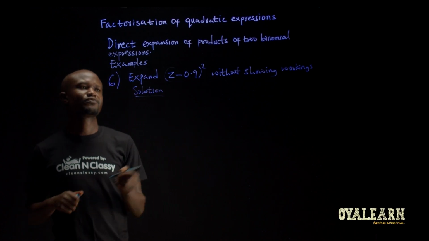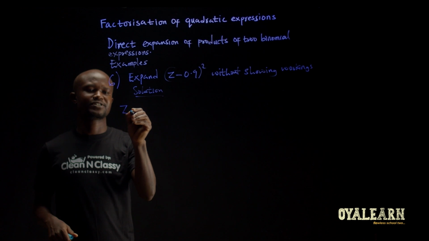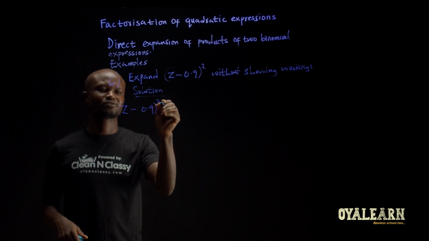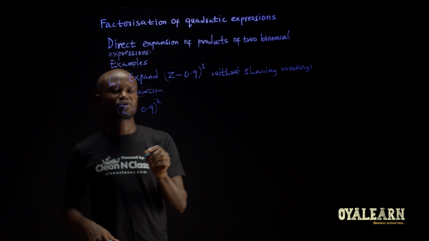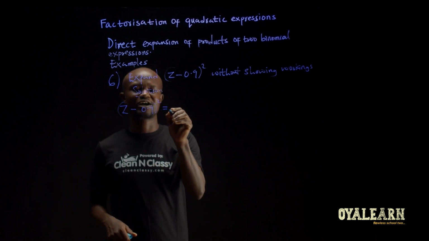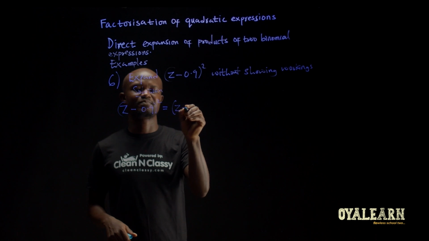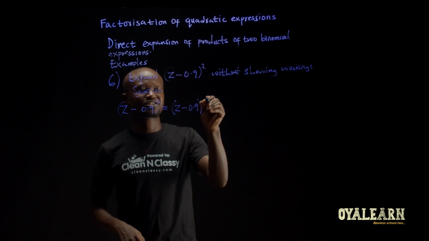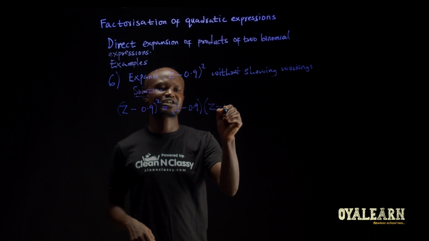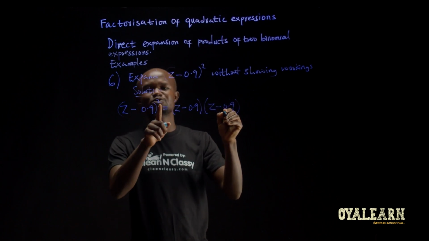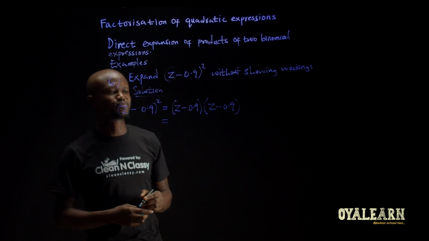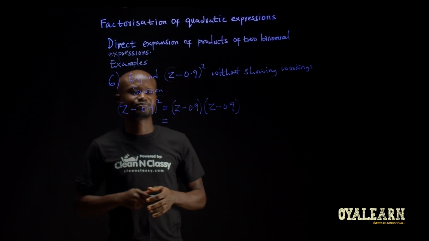Now we have (z − 0.9)². This will give us what? We have this to be (z − 0.9) multiplied by (z − 0.9), because we have a square. Now, for us to expand this, what do we do?